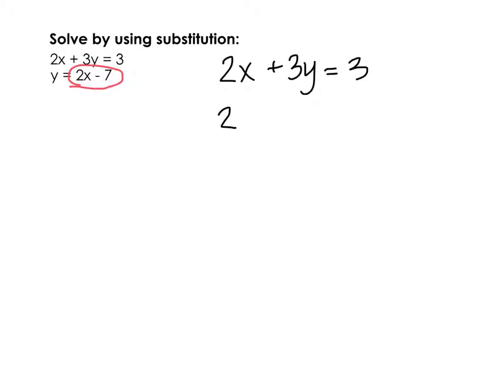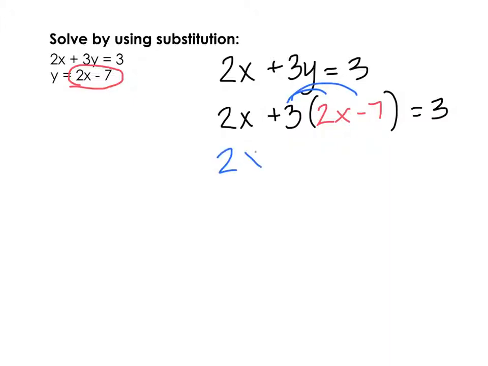So 2x plus 3 times my y, which is now 2x minus 7, is equal to 3. Now I just need to solve for x, which means I distribute first. That will give me 2x plus 6x minus 21 equals 3.